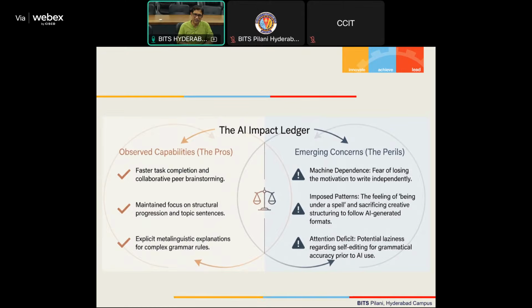For the emerging concerns, machine dependence, fear of losing motivation was there back then. Right now, it has been proved. Imposed patterns, it forces you to write in a certain way, which very much reminds me of a colonial hangover. The third one is attention deficit. So you become potentially lazy because it does your editing, it helps you with editing. You don't pay attention to the details. So some kind of attention deficit also sets in.